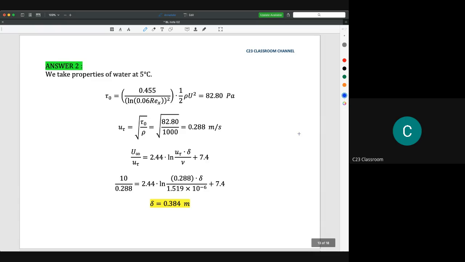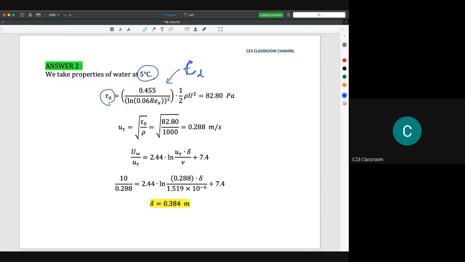So we take properties of water at 5 degrees Celsius, because at around 4 or 5 degrees Celsius, the density of water is 1000 kilograms per meter cube. Okay, now we start with the calculation of tau naught. So this is the equation, and this is the value of CD, the local drag coefficient.